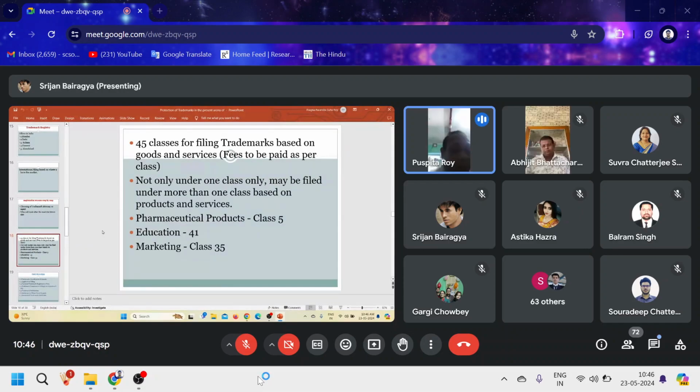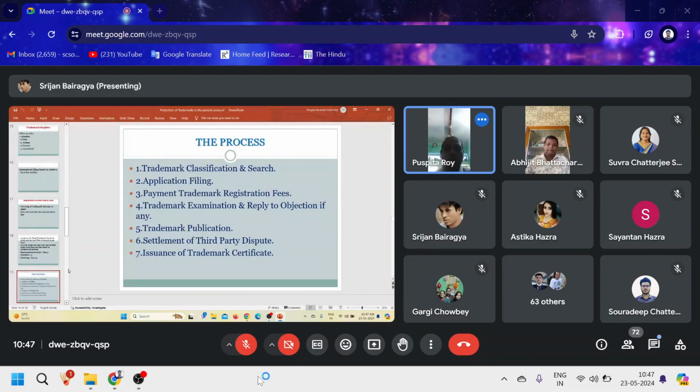Say, for instance, pharmaceutical products come under class 5. The education sector comes under class 41. The marketing sector comes under class 35. So in this manner, I will have to apply for registration, and I can also apply for registration under more than one head. Next slide, please.